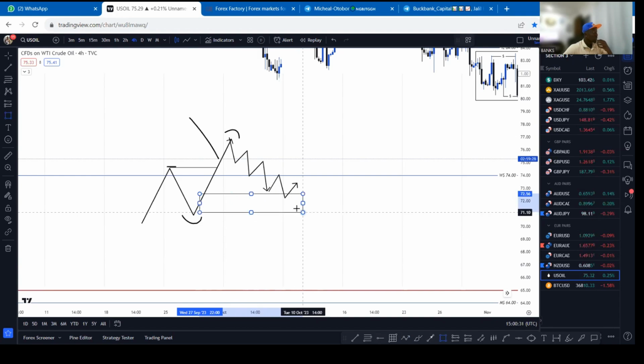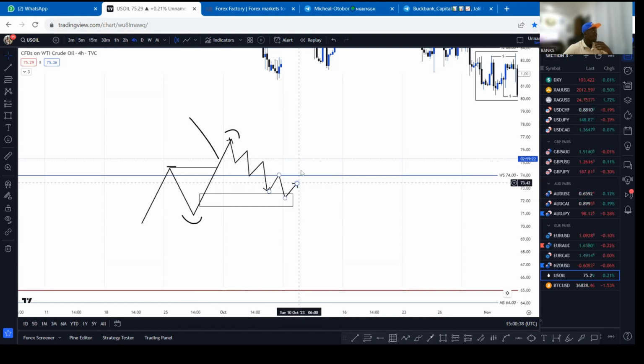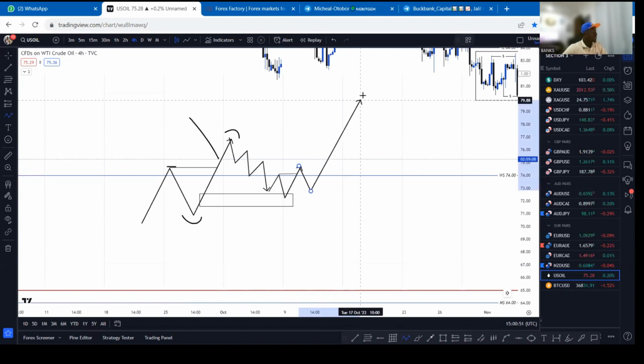inside our discount zone. So on the lower time frame, we are only waiting for the smaller time frame to realign with the higher time frame structure. The smaller time frame also gives us a change of character here. Then we can only wait for a pullback to re-enter the trade to the upside.